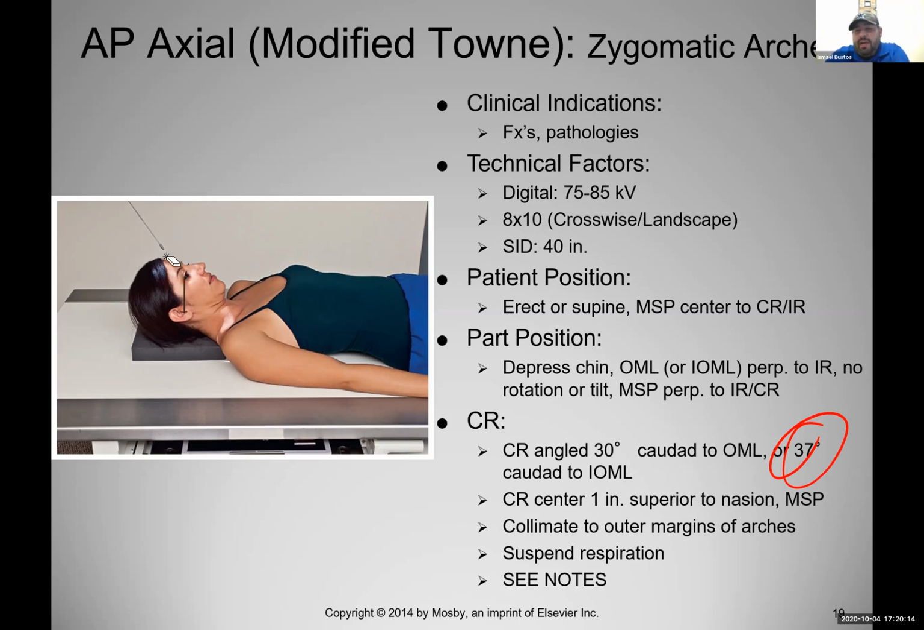So very similar to the Towne projection we did. We had the same positioning, the same angling. The only difference is the centering. For the Towne projection of the skull, we went 2.5 inches above the glabella. This one here is 1 inch superior to the nasion. So find the nasion, go 1 inch superior, and that's where you want to center. Collimate and suspend respiration. Remember when you collimate, you need to include the zygomatic arches, so make sure you get the entire skull.